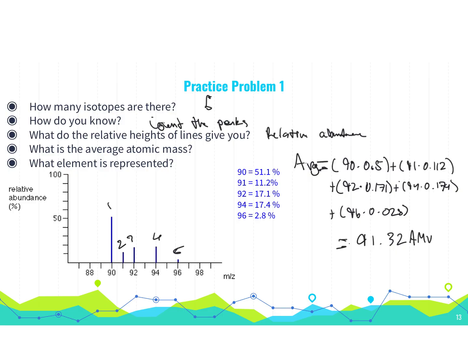AMU. And again, if we look at our significant figures here, our masses are only 2 significant digits, and so this would actually be equal to 91 AMU if you round down. And if you compare 91.32 AMU with the atomic masses given on the periodic table to see which element is represented, you can see that this is zirconium, or Zr.